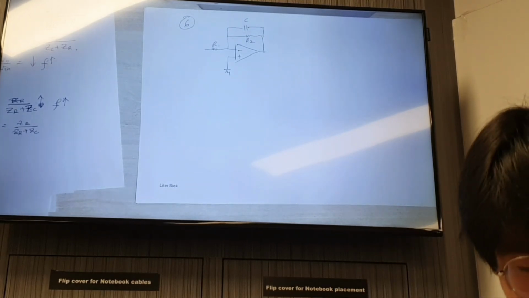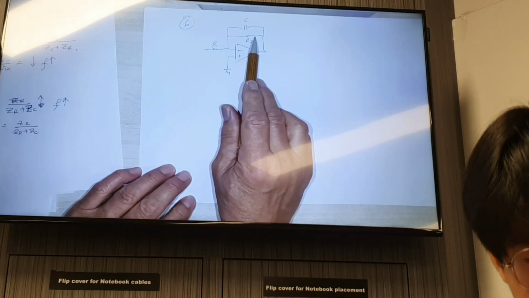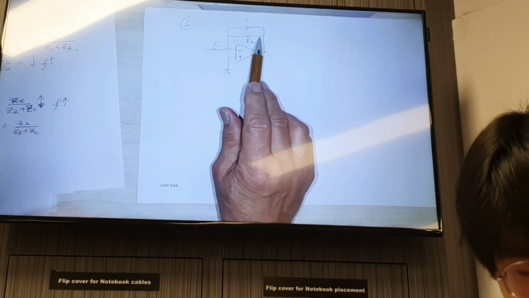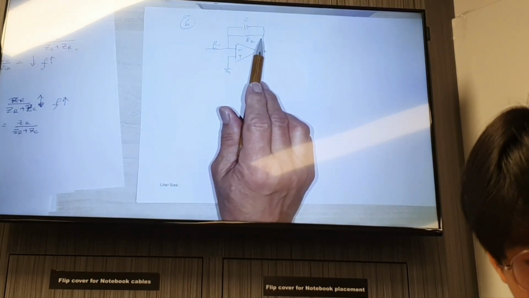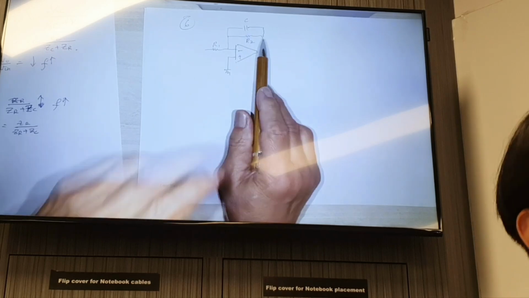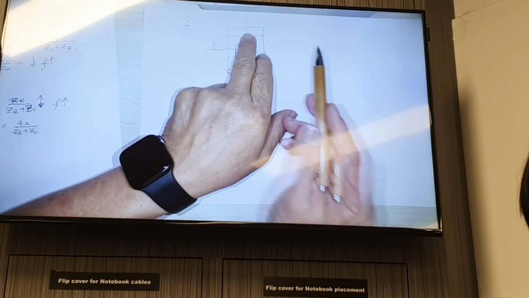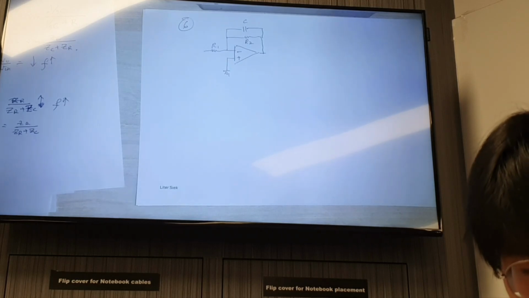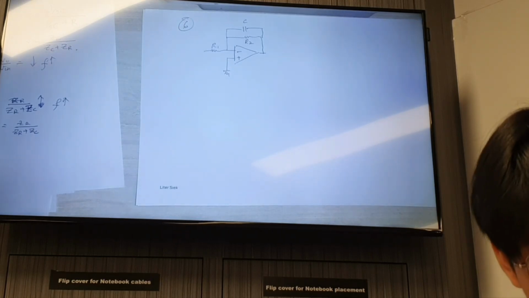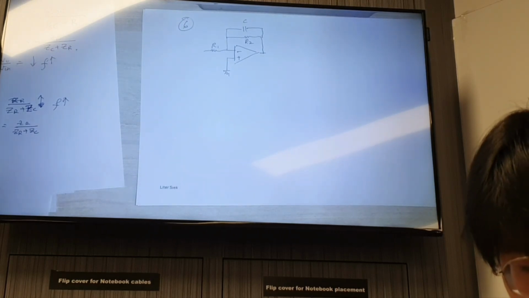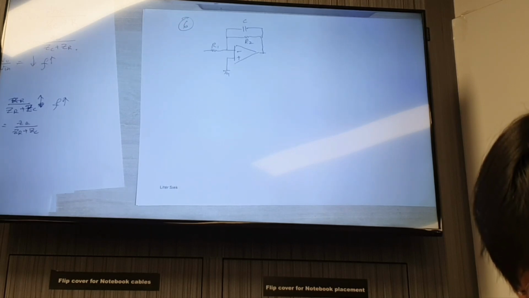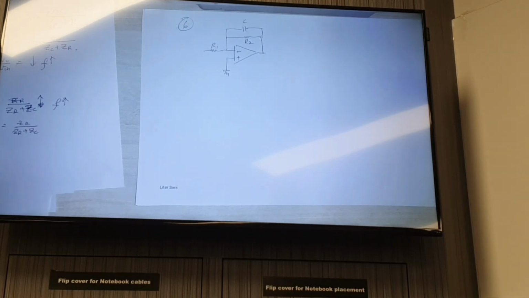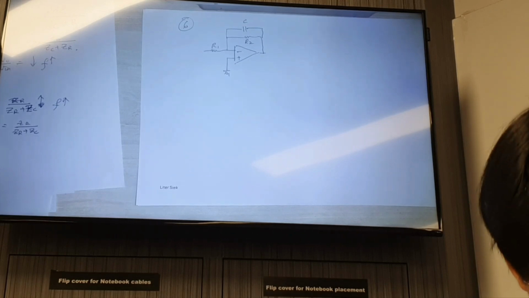If you don't have R2, meaning at low frequency, because DC, then without R2, you only have a capacitor. So if the capacitor is open at DC, what will the amplifier do? It will be open loop, because there's no feedback line, because the capacitor is open.